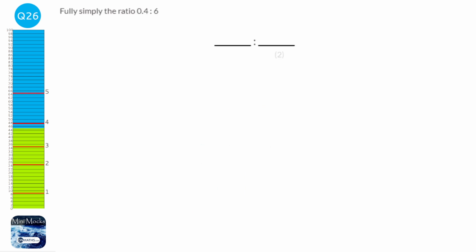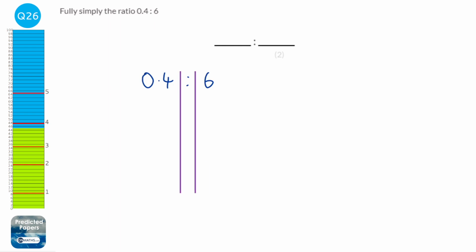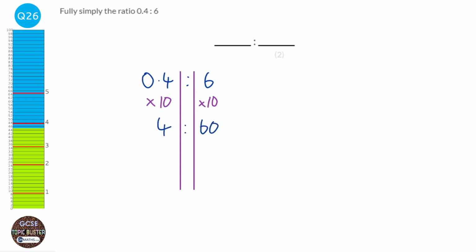Just like when you're simplifying fractions, you can't have decimals at the top and bottom. You can't have decimals at the left and right of a ratio. So we're going to have to get rid of this decimal. The way we're going to do that is simply times each side by 10. And that will leave 4, and that will be 60.